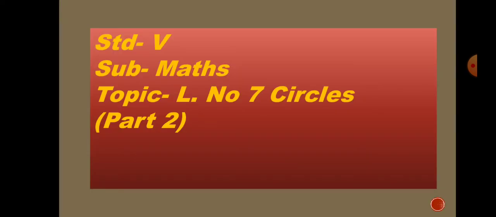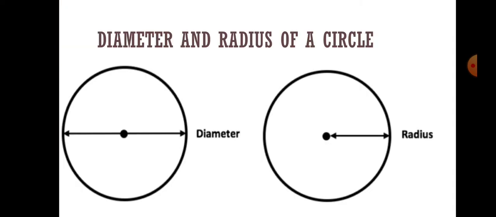Today, in this maths class, we are going to study lesson number 7, Circle Part 2. First, we will take a revision of what we studied in the last lecture. In the last lecture, we studied the diameter and the radius of a circle. So, what is a radius, students? As I have said, a line which starts from the center of the circle to any point on the circle is the radius of the circle, and the line which passes through the center of the circle is called a diameter.